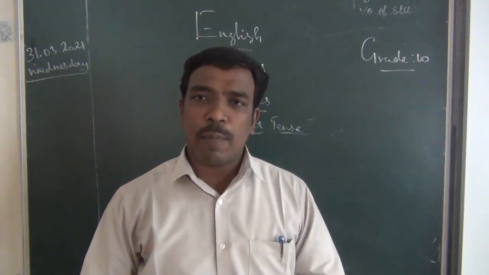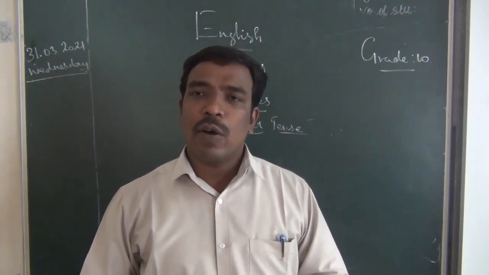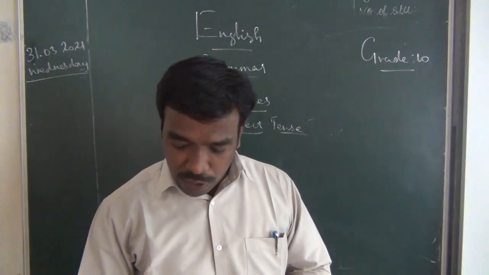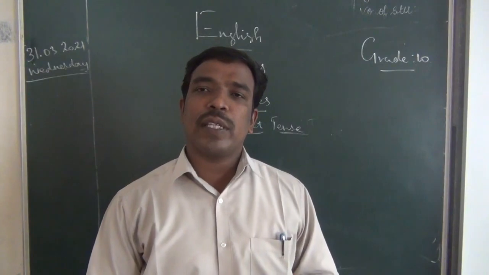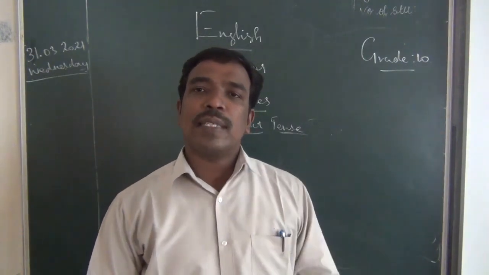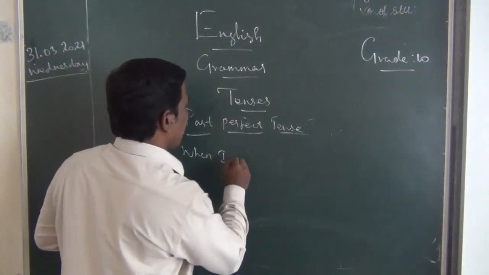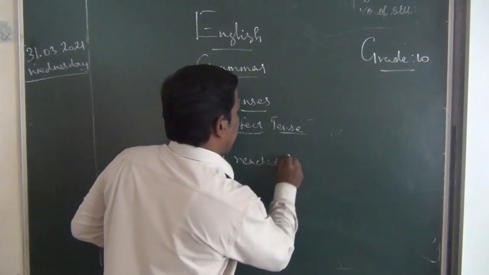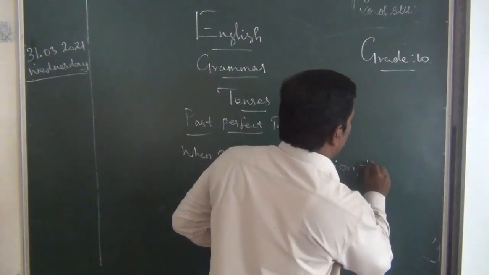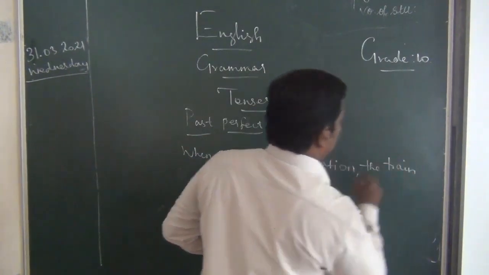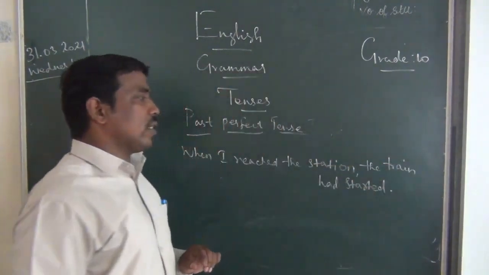If two actions happened in the past, it is necessary to know which action happened earlier than the other. We should use past perfect mainly for these situations. Had plus B3 form of verb for the earlier action, then simple past for the next action. For example, when I reached the station, the train had started.